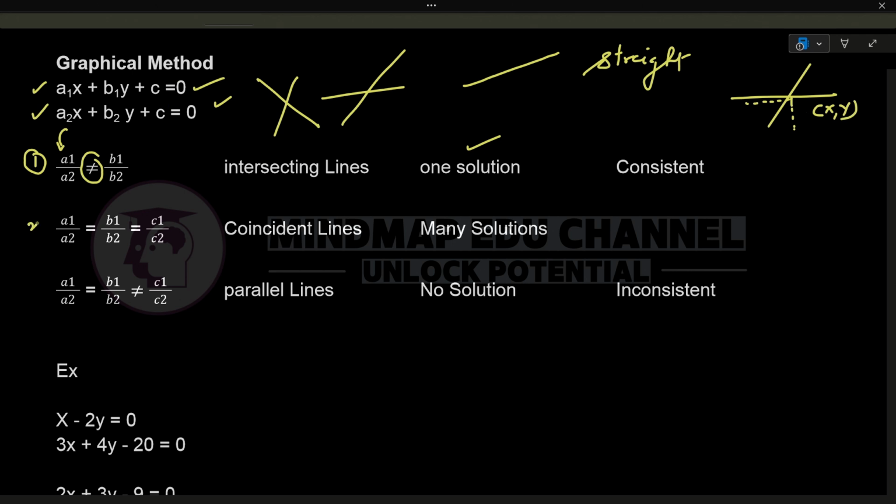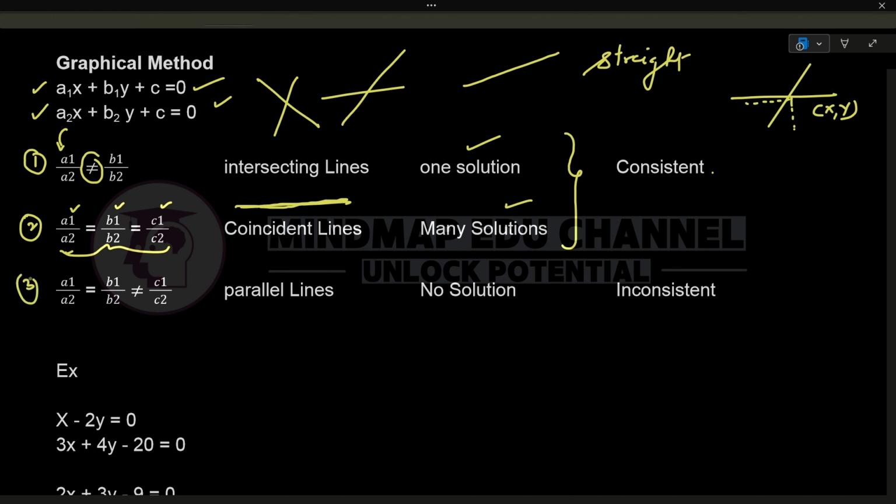And let's check the second case. If a1 upon a2 is equal to b1 upon b2 is equal to c1 upon c2, meaning all three ratios are equal to each other, then the lines will be coincident lines. Coincident lines means that all their points will be the same. Therefore, they will be overlapping. Both the lines will overlap, and we will have many solutions for such kind of equations. Clear? And when we have a solution, whether it's one solution or many solutions, we call it consistent.